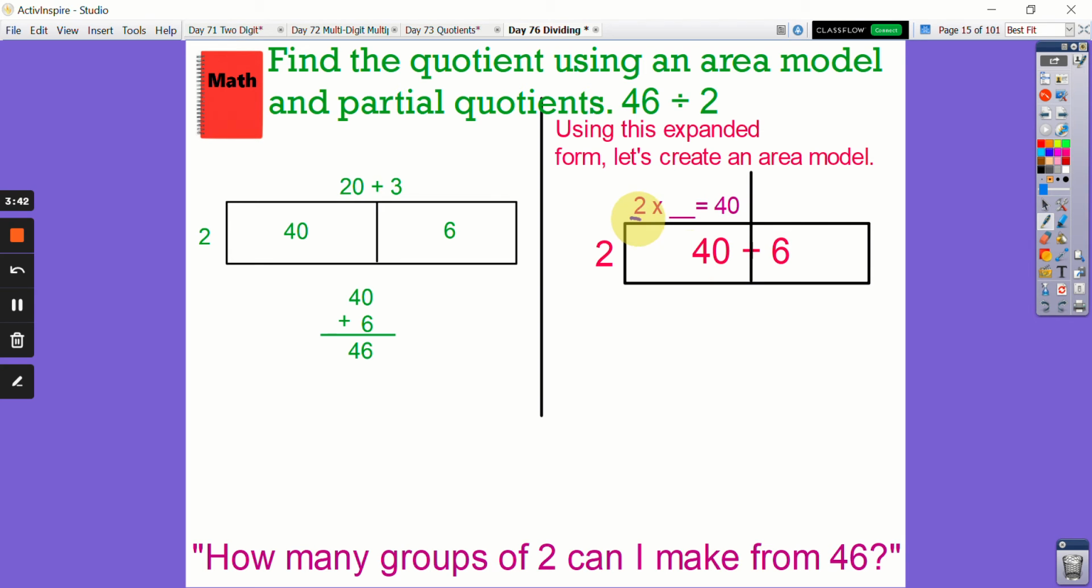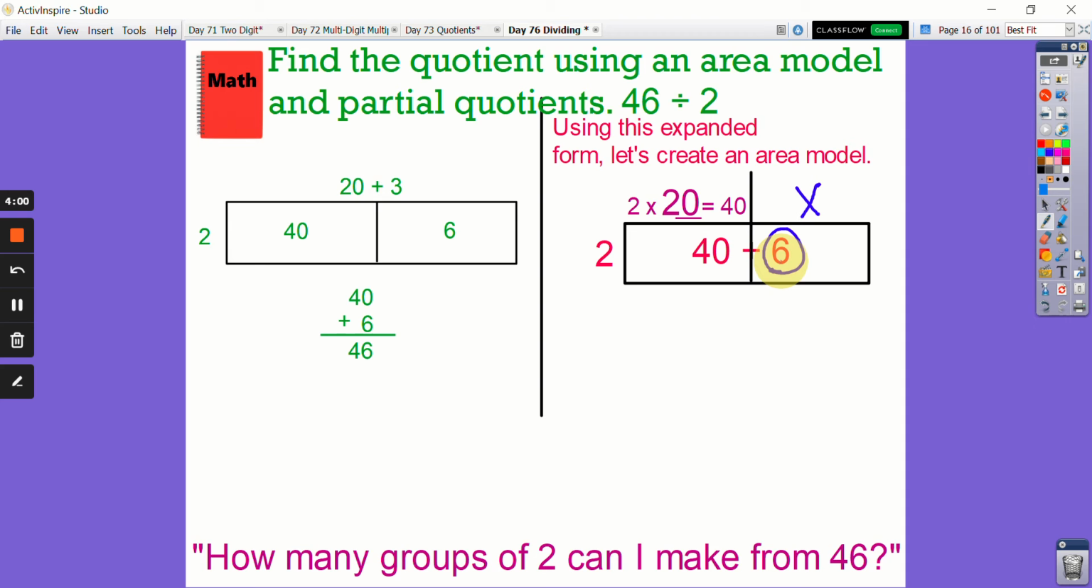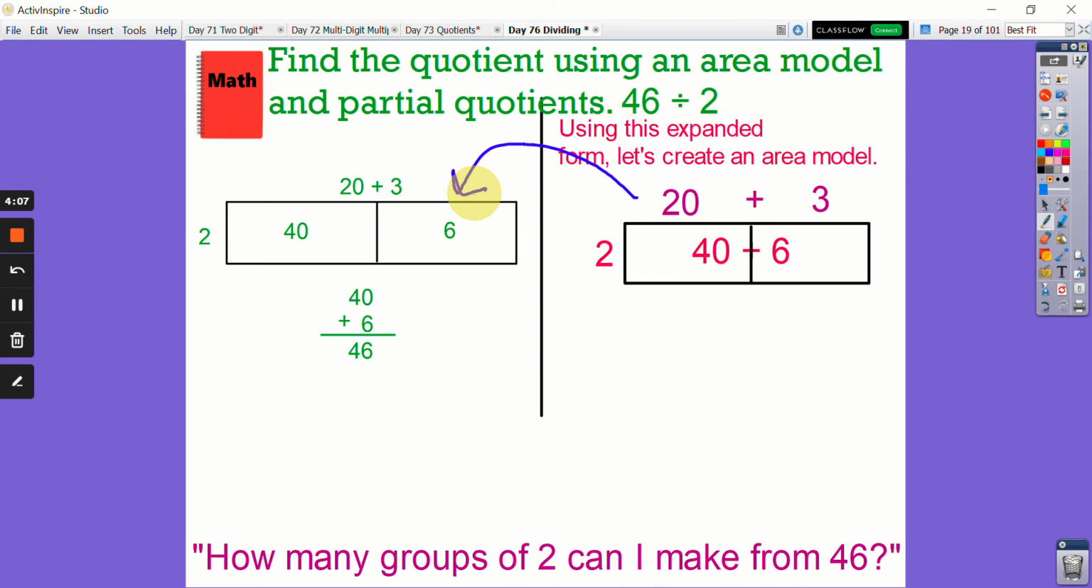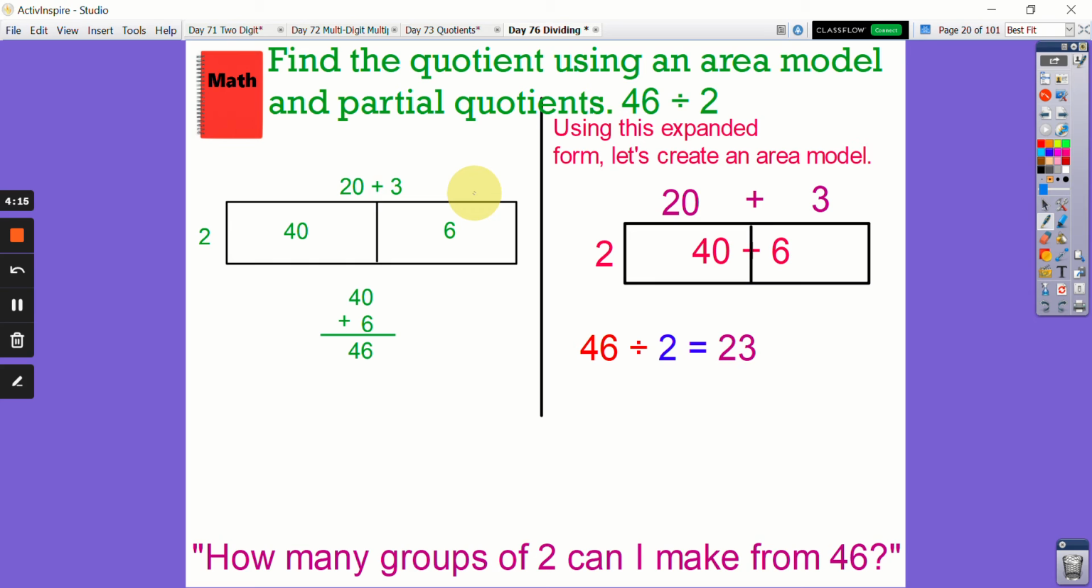Let's look at the math fact here. 2 times what is 4? Well, we know 2 times 2 is 4, so we have 20. 2 times 20 is 40. Now here we're looking 2 times what is 6. So 2 times 3 is 6. So now if we look here, we're back to this area model, but we did it backwards using the division. Okay, so we're really looking at the groups. So 46 divided by 2 is 23.